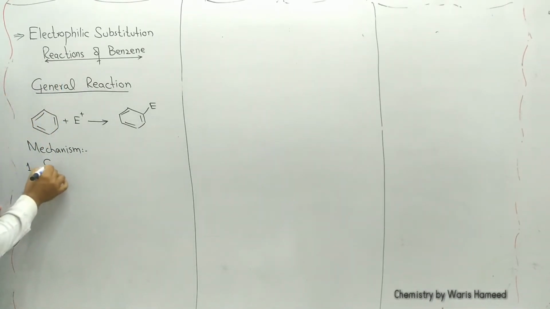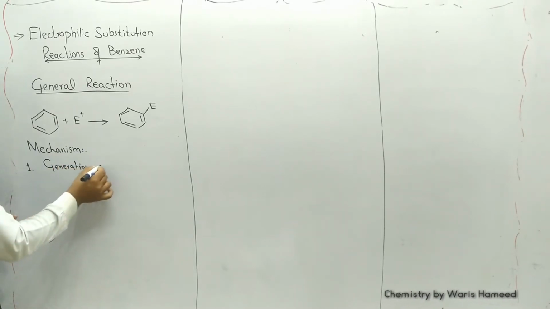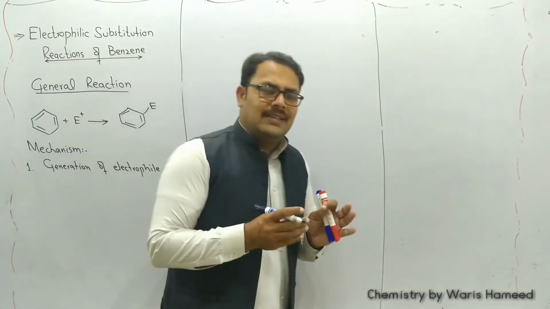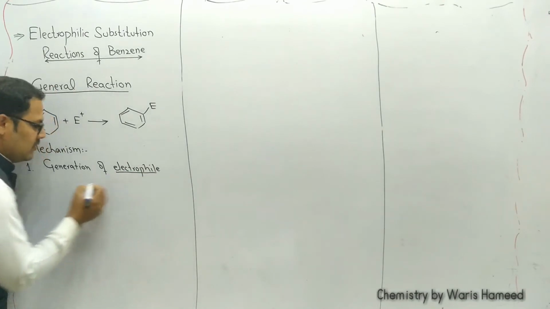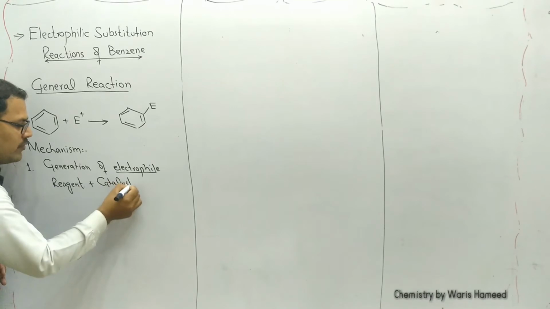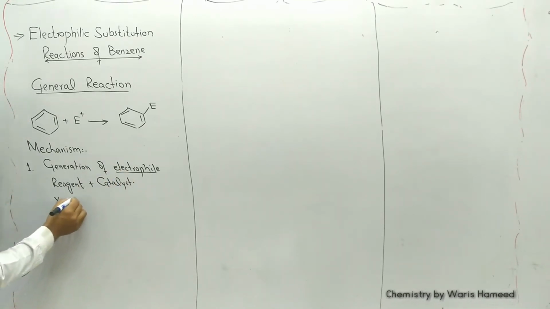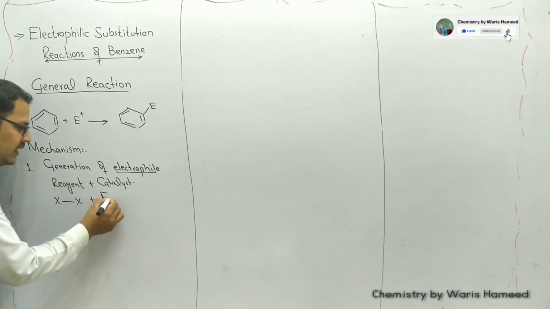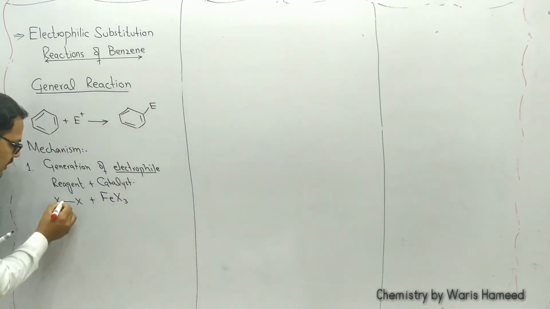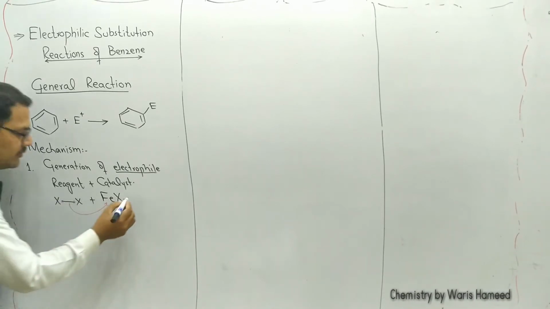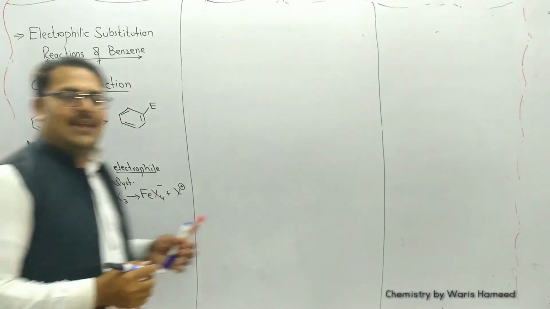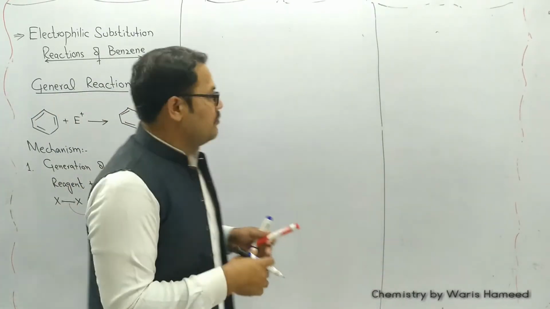First step is generation of electrophile. What happens in the first step? In this step, electrophile is formed, and this reaction occurs between reagent and catalyst. For example, we have reagent X2 and it is going to react with catalyst FeX3. FeX3 will draw one X atom with its electron toward itself and forms FeX4 negative and one X positive. Now X positive has the tendency to attract the electron pair of benzene ring, the pi electron pair of benzene ring.